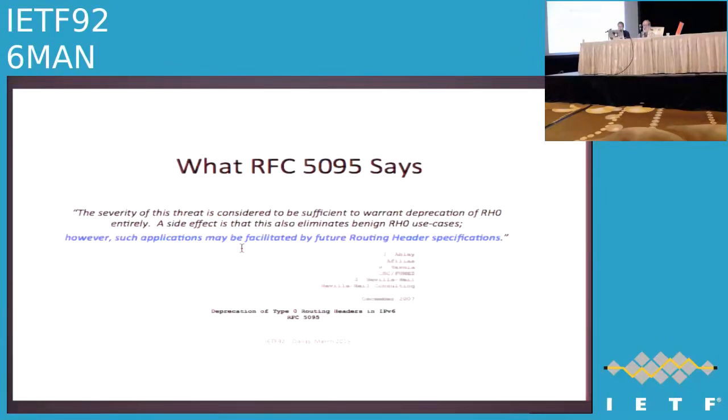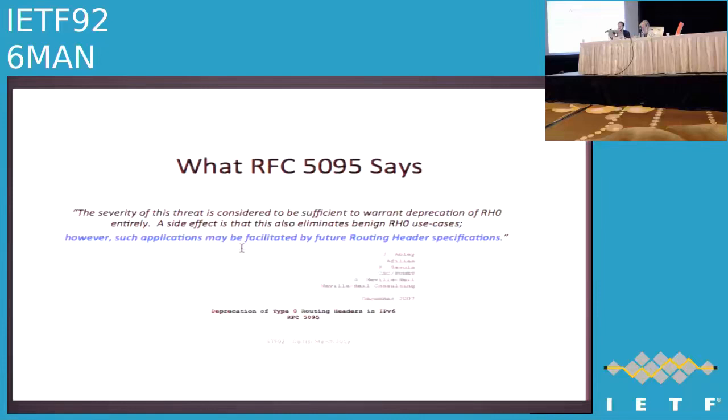So I selected one sentence from this RFC 1595. Remember, routing header type 0 has been deprecated mainly because you could get an amplification attack, so packets looping in the network, mostly forever or until hop limit exceeded, as well as a rebound attack, or basically a reflection attack. And the authors declared that those two, and mainly the amplification, was enough to basically deprecate routing header type 0, but they also noted basically a side effect is that it also eliminates beneficial routing header type 0 use cases.